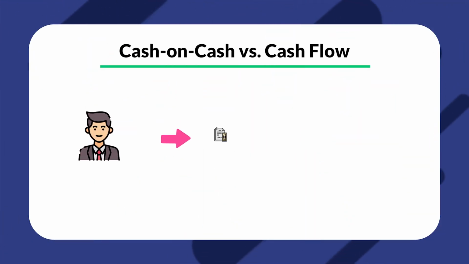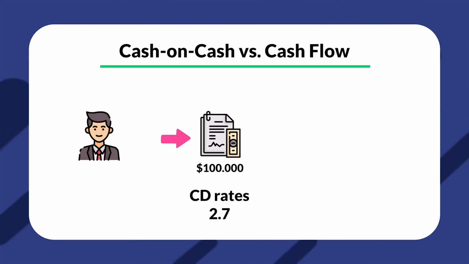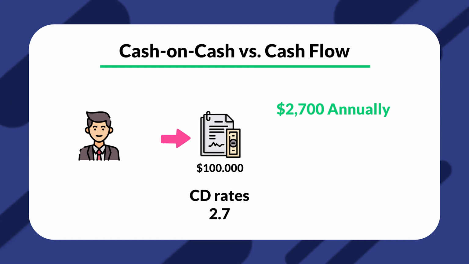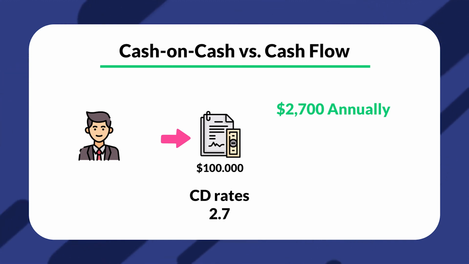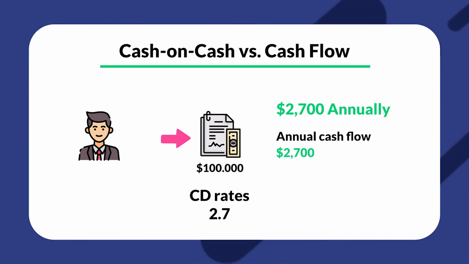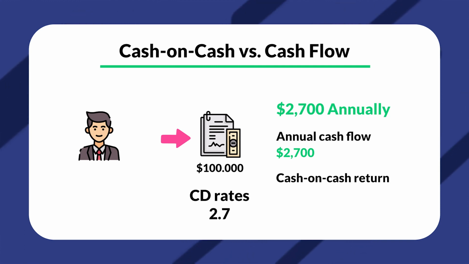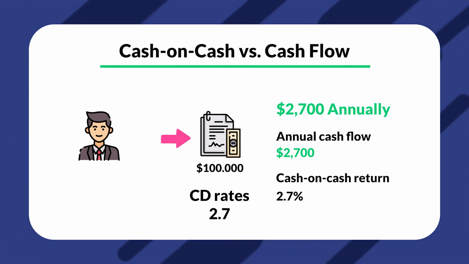Here's another way to think about the difference between cash-on-cash return and cash flow. Assume you put $100,000 into a CD. According to bankrate.com, the current rate is at 2.7%, which means you get $2,700 per year. Your annual cash flow is $2,700, and your cash-on-cash return is 2.7%, which isn't great.